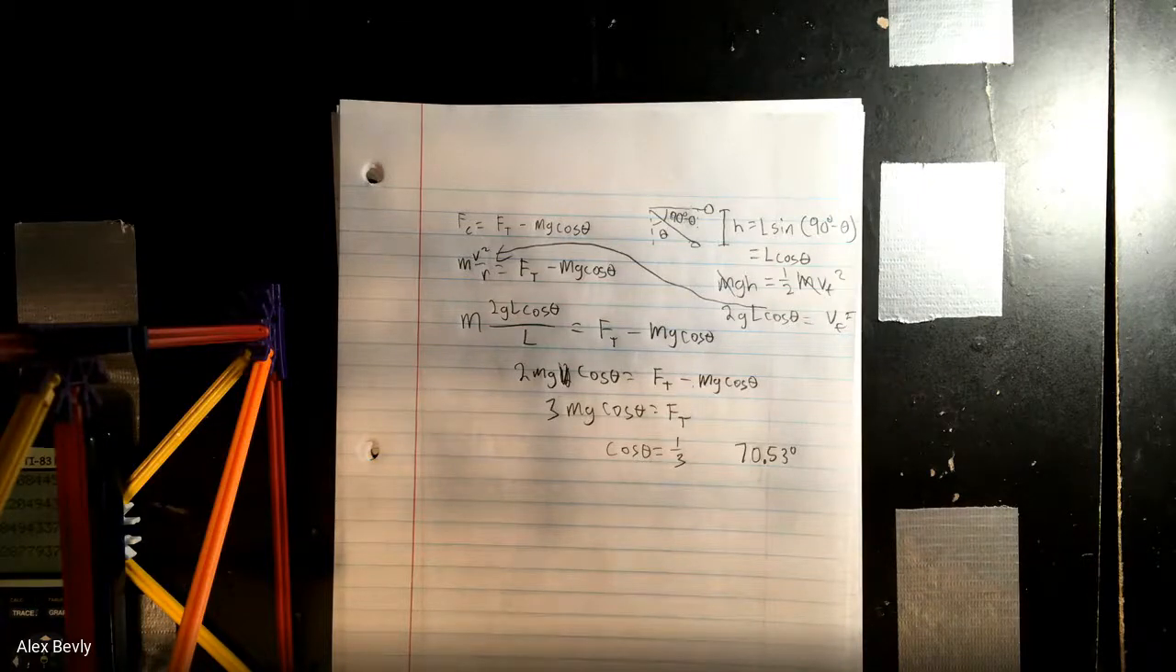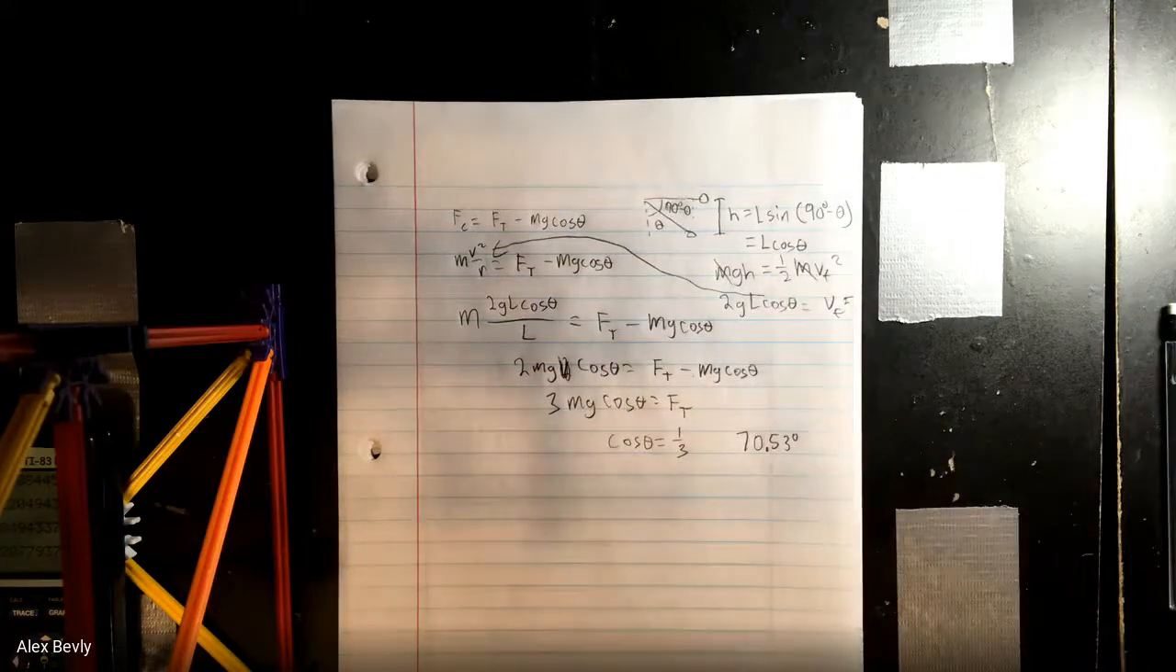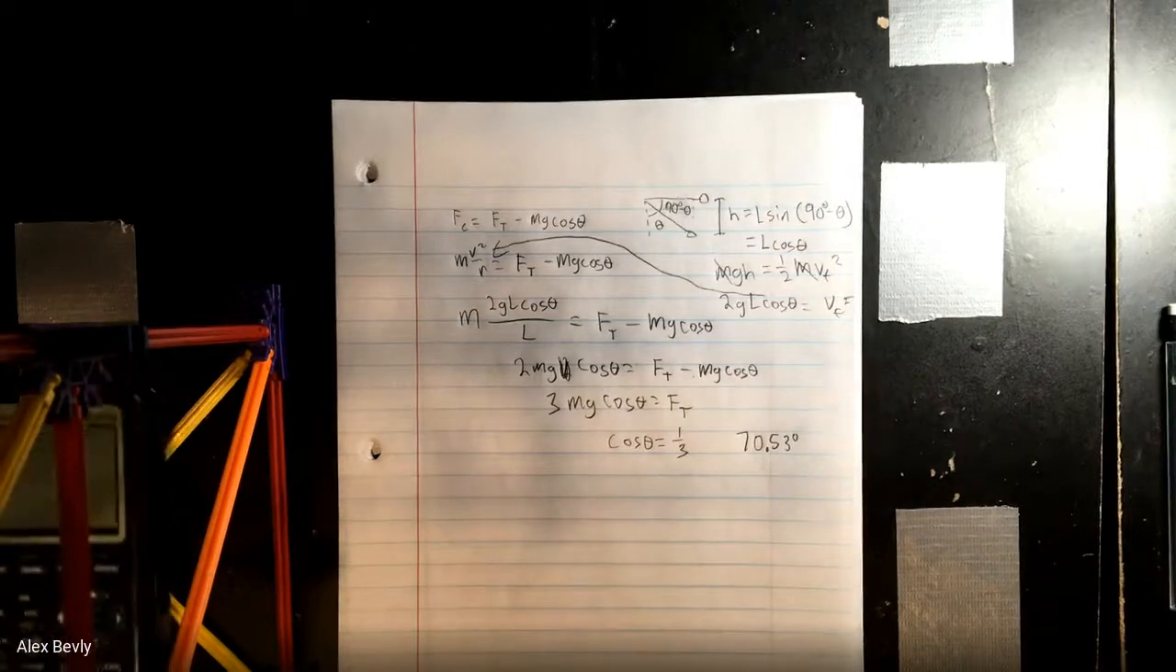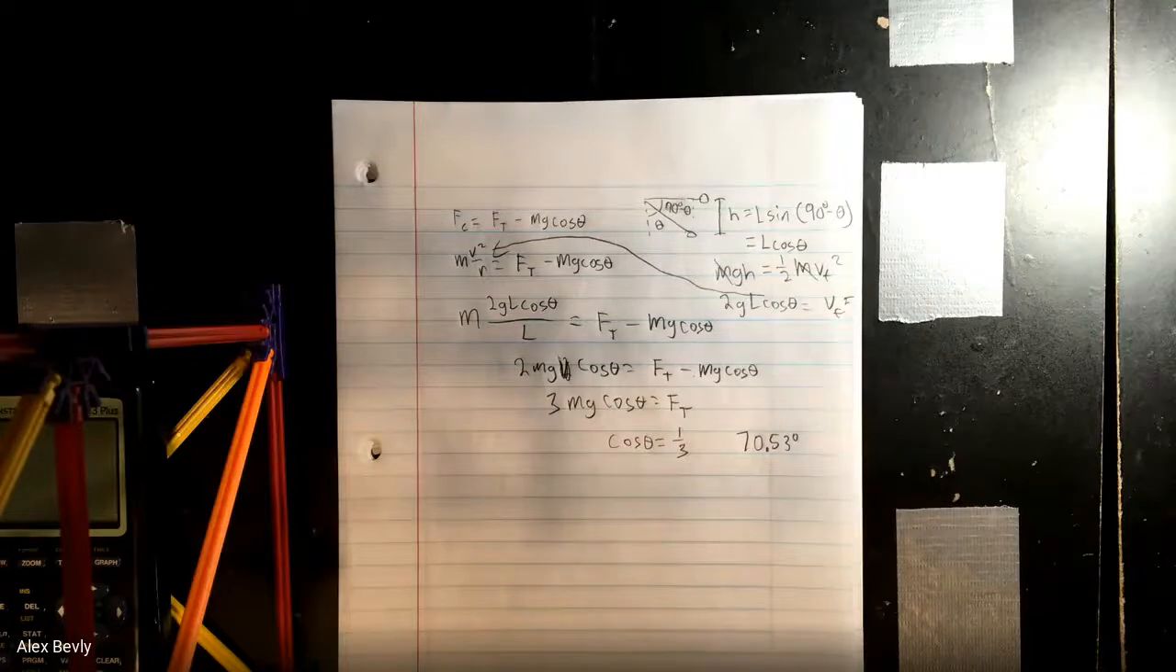Is that a question somewhere, or you're just wondering? Wait, sine of 90 minus theta, that is cosine, right? I'm not imagining things. Any other questions?